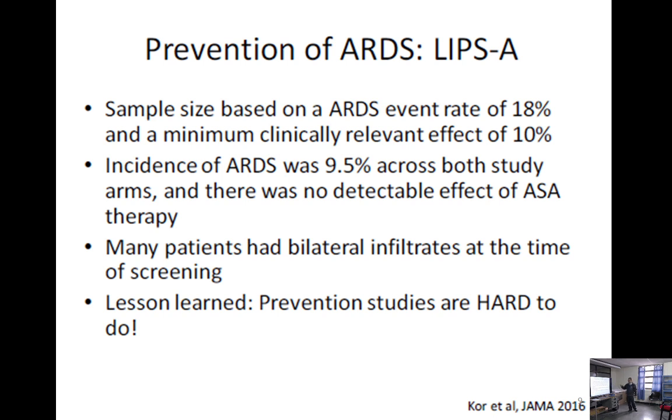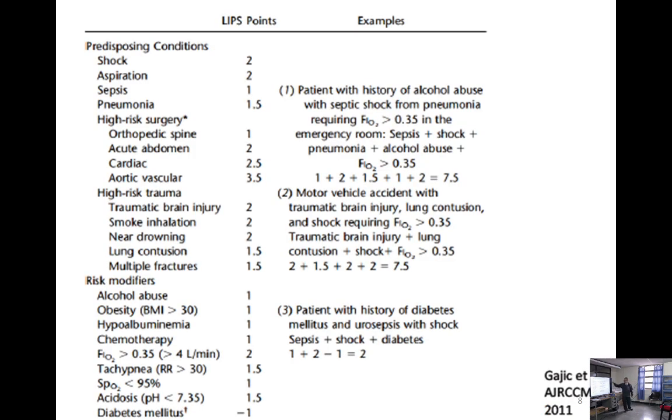Here we have seen the incidence of ARDS when the lung injury prediction score was high. They get worse very quickly, and they very often have bilateral infiltrates at the time of screening. So prevention studies are hard to do. They come with so many of these things. Then you prevent ARDS. Okay, so most of the time we end up managing ARDS. Are we clear? Given the lung injury prediction score, anything and everything.